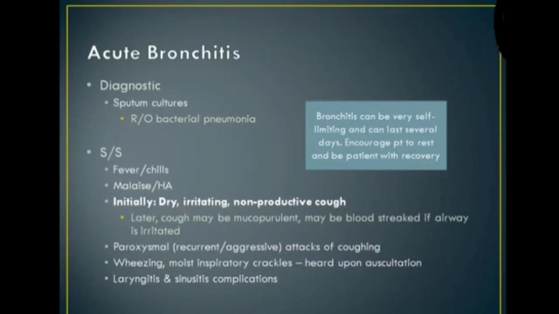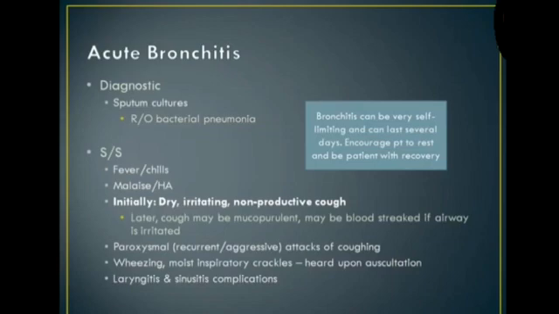Initially, you're going to notice a dry, irritating, non-productive cough, and it's something that you hear most typically with patients who are not really producing a lot of sputum, but it's really, really dry. Later on, the cough might become mucopurulent, which means you'll see them coughing up stuff, and a lot of times that sputum might be blood-streaked, especially if their airway has become very irritated from the excessive coughing.